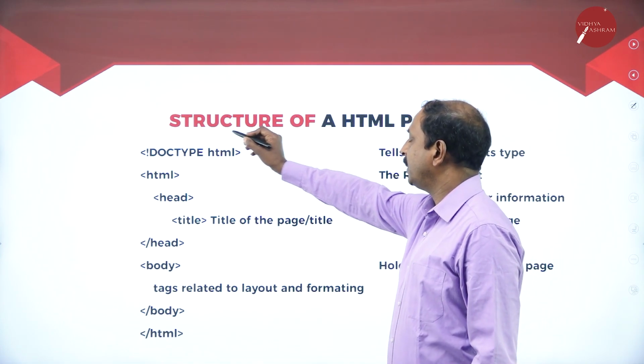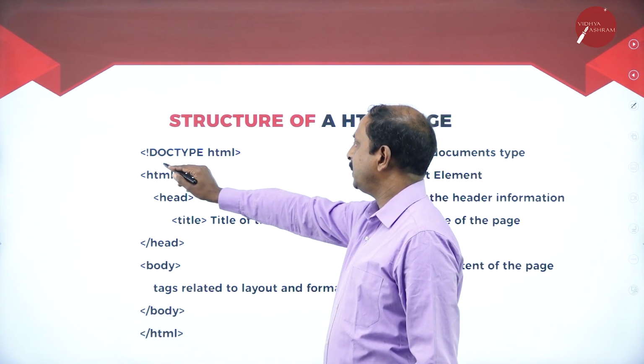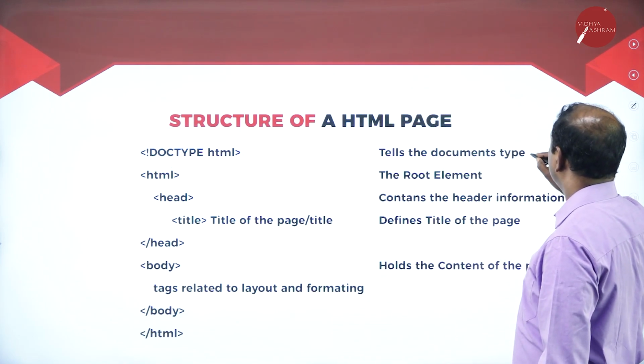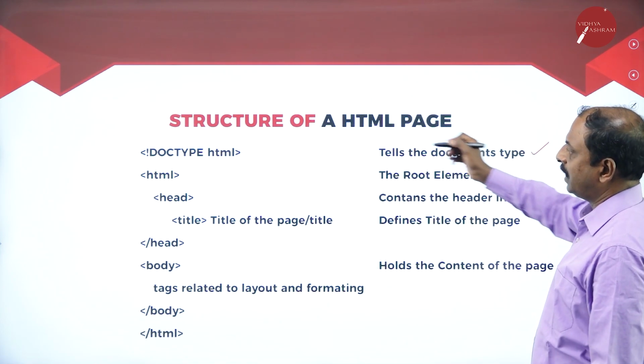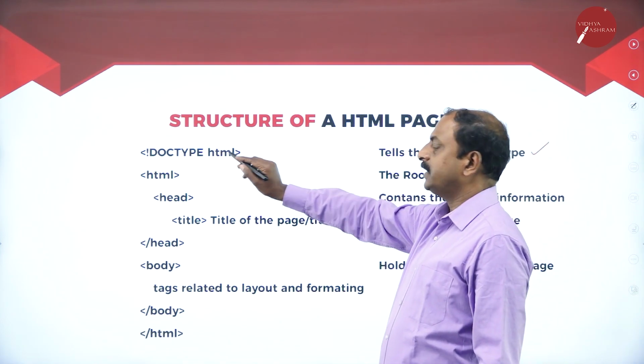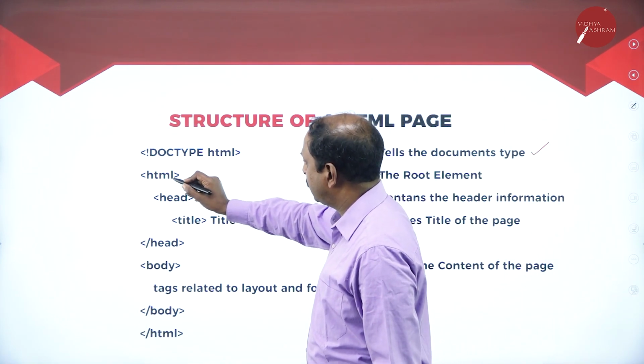So that is nothing but the structure of an HTML page or a program. The first one is the doctype. It says what type of document this is. So in this example, it is the type of document. This is an HTML document.